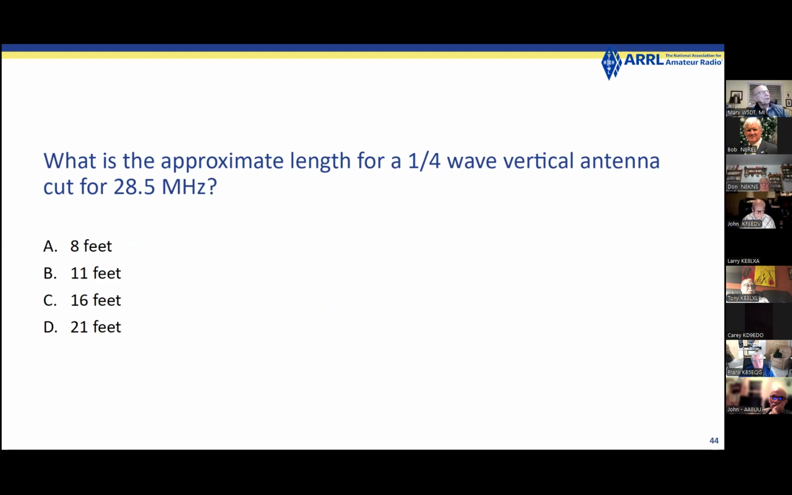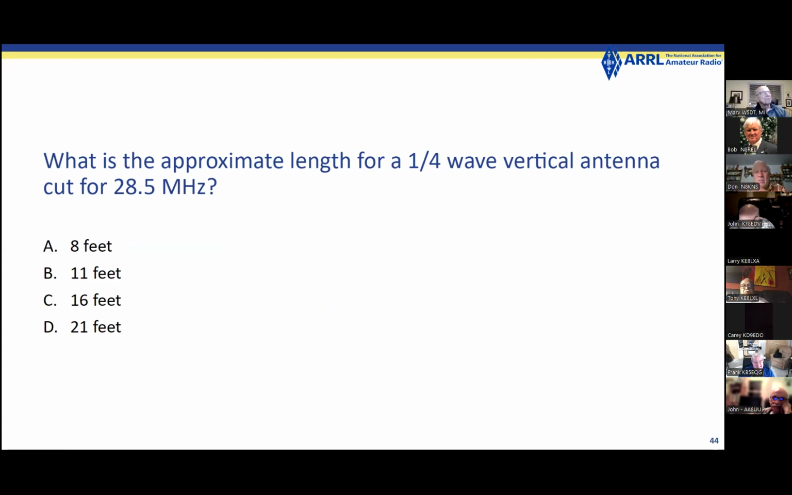What is the approximate length? Isn't that formula taught to you guys in tech class? Yeah, but tech class was 40 years ago. Okay. It was a long time.